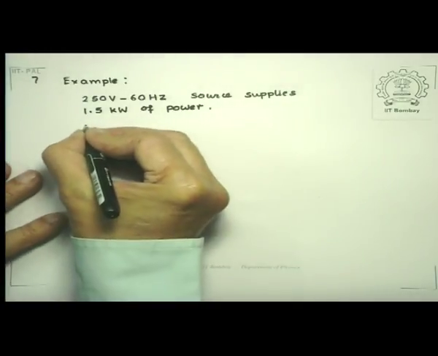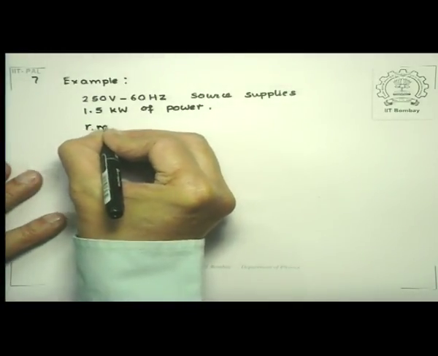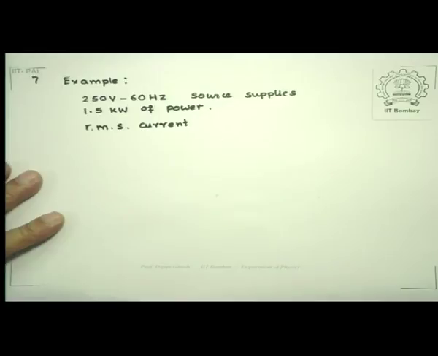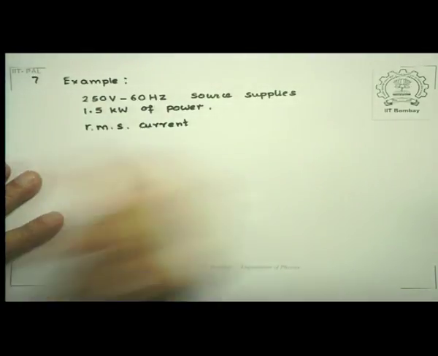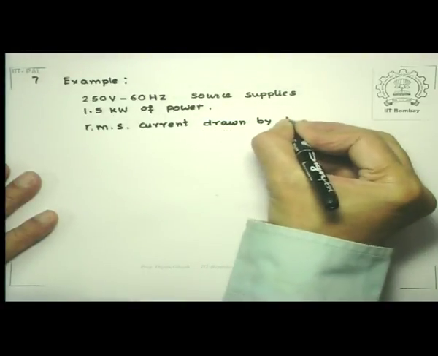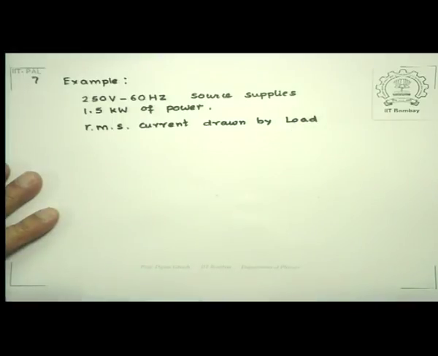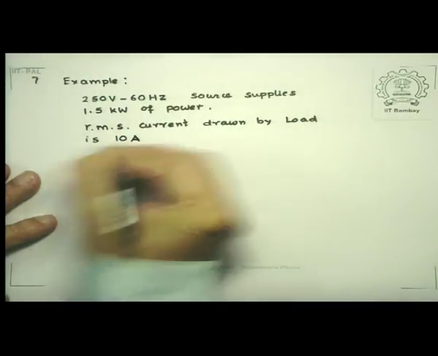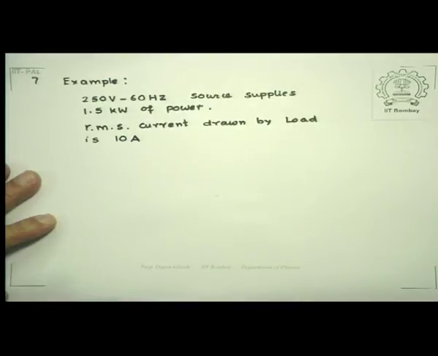Now, this is usually measured by something which is known as a wattmeter, but we will not get into this. But suppose that we find that the RMS current, remember that we had already pointed out that these voltages given are usually the RMS voltages, so the RMS current drawn by the load, as observed by the reading of an ammeter, is found to be 10 amperes. These are data given. So let me calculate a few things.